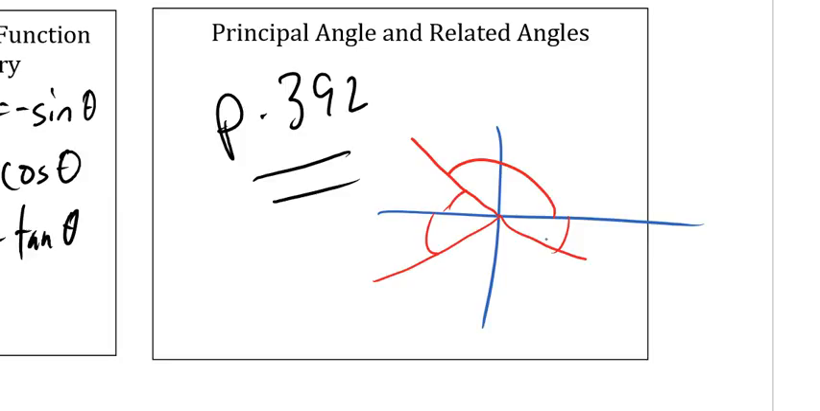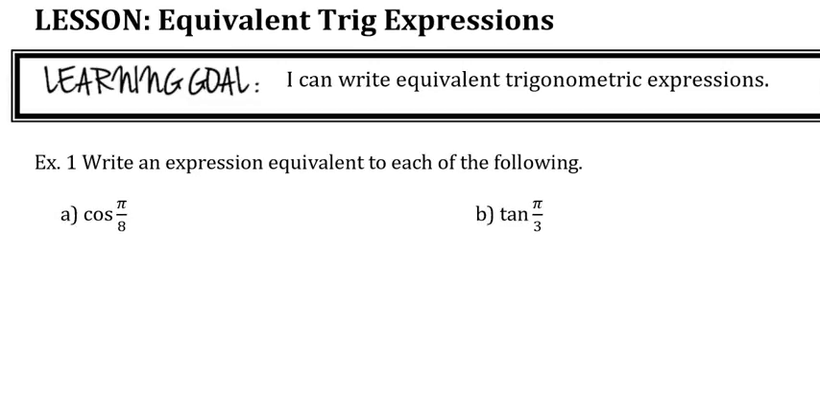Okay, so don't pack up, because before we do that, I want to show you exactly how this works. You don't have to write this down if you don't have the chance, because I'll post it. This is a tricky part, so we're just rushing this. Write an expression equivalent to each of the following: cos of pi by 8.